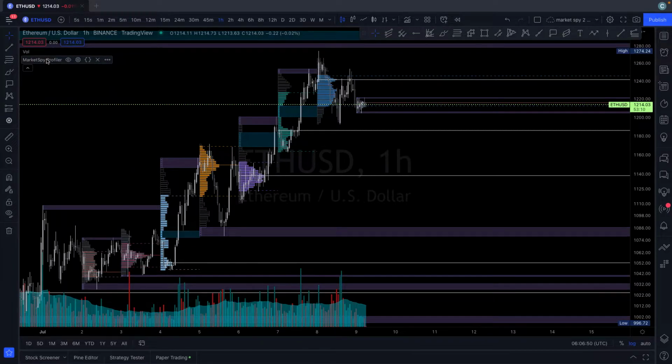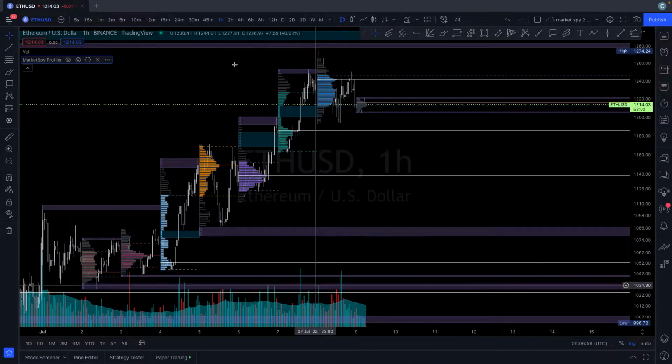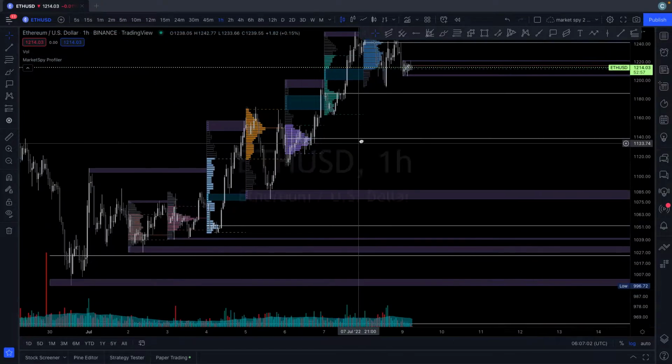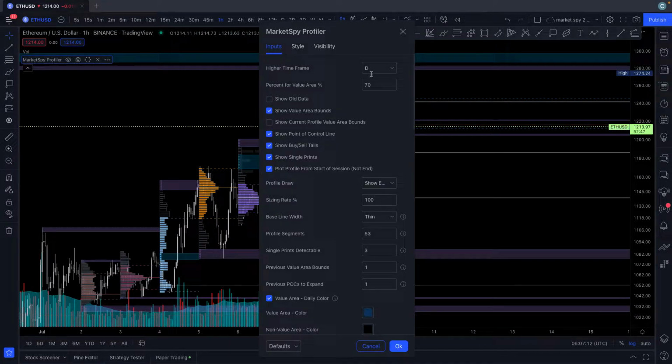So first off, you're going to open up your settings, and right at the top here you're going to see the time frame. So currently we're on an hourly chart, so we're going to be using daily profiles. Anything over an 8-hour time frame, I like to switch over to weekly profiles, but for this example, we can stay on the hourly.